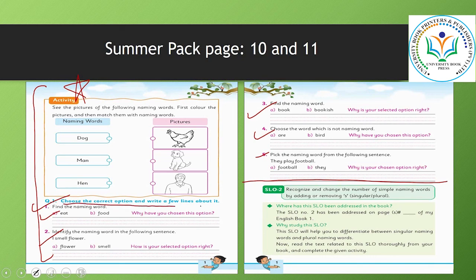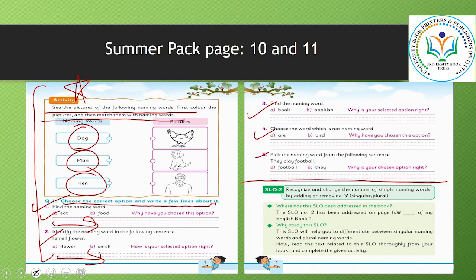Choose the correct option and write few lines about it. You will write it here on the lines. And for the activity, you have to look at these pictures and match them with the nouns mentioned on this page. I hope that you will be able to do this task all by yourself.